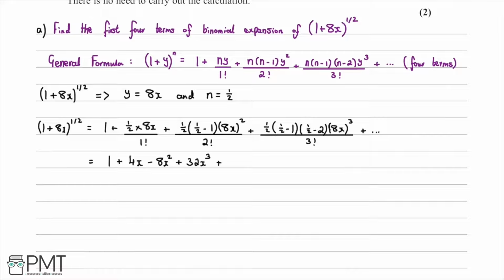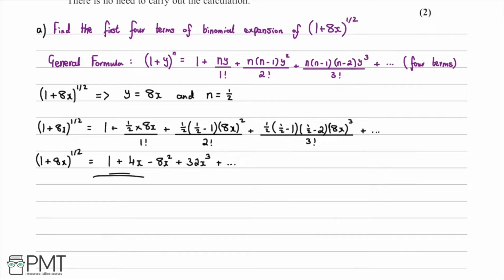And we also have the additional terms, but we only need the first 4, so that is us completed this expansion here. And we'll just write that back out. And that's us completing this question. So we know that the binomial expansion of (1 + 8x) to the power of a half is going to be 1 + 4x - 8x squared + 32x cubed.